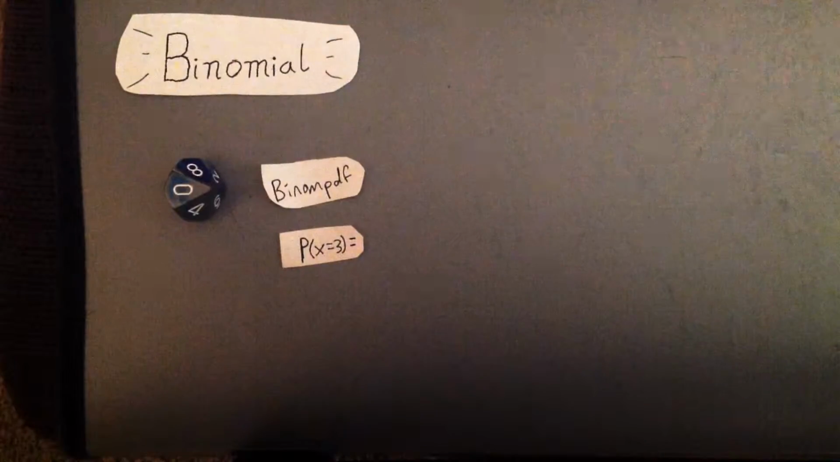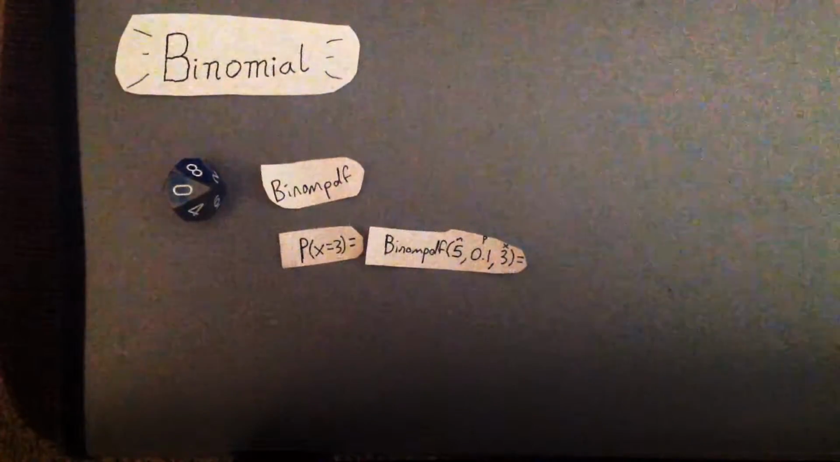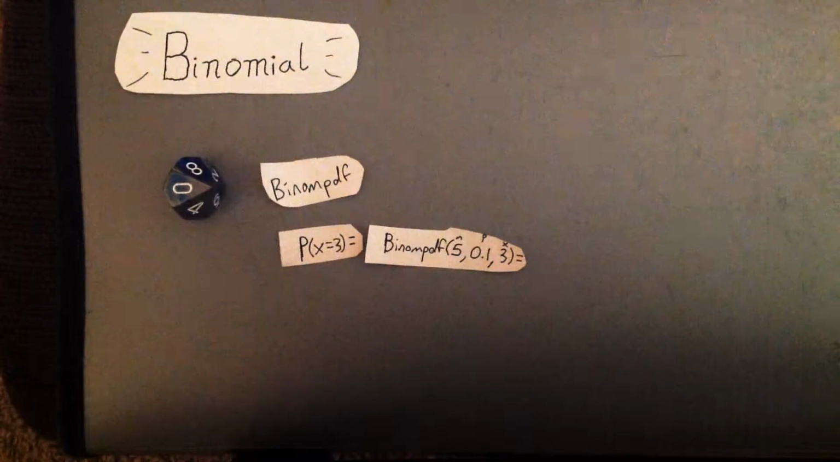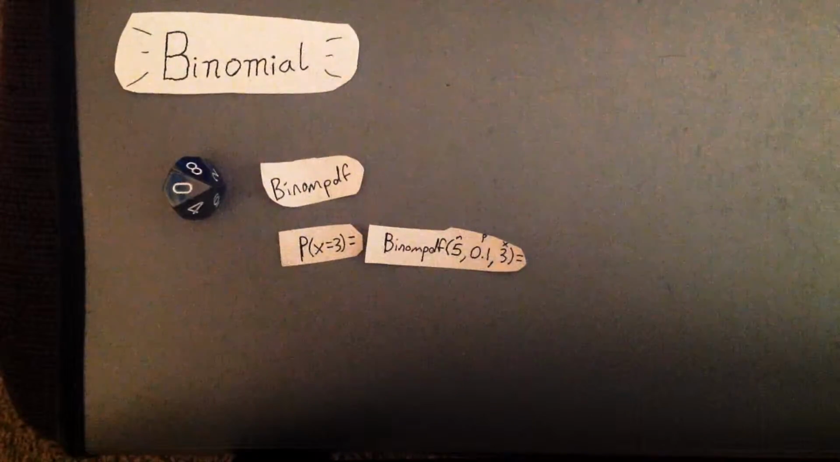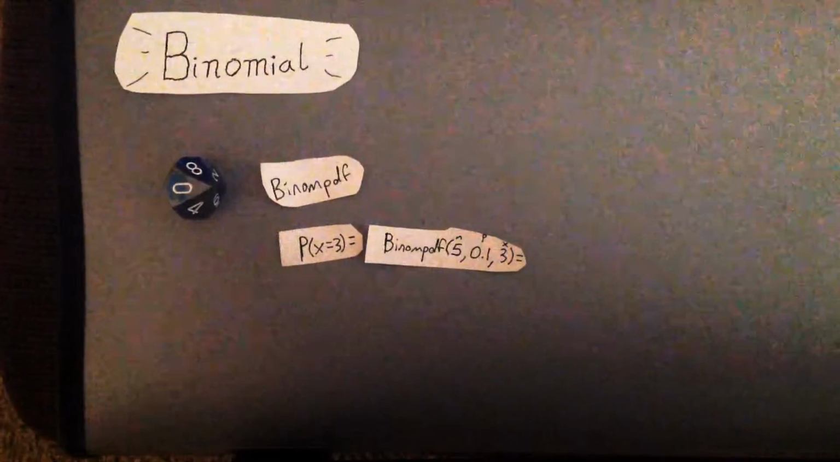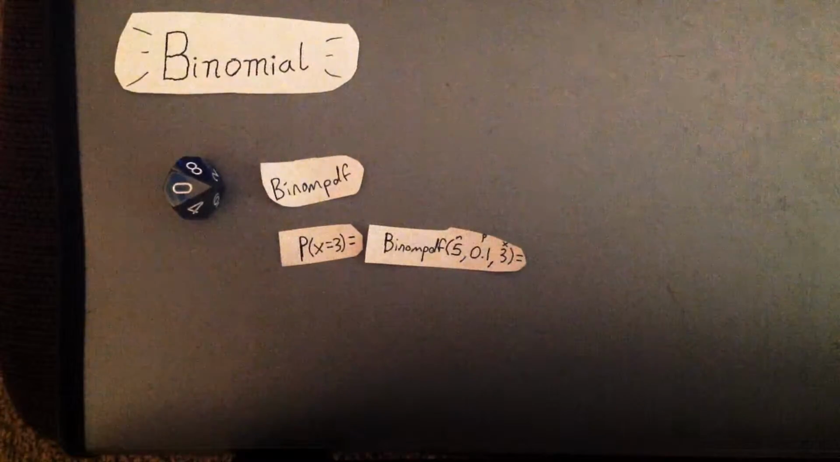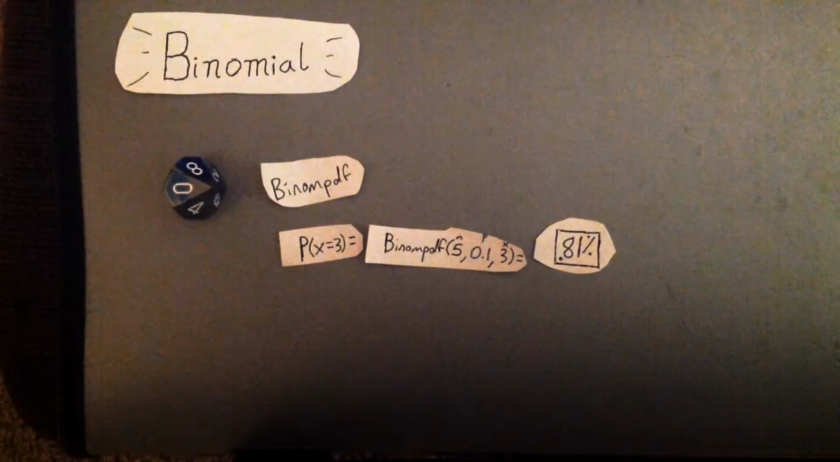So Binom PDF. When you go into your calculator, 2nd Distribution, you'll find Binom PDF. You click on that, and then you can find out the probability of getting 3 successes out of 5 trials. So what this looks like is Binom PDF 5, 0.1, 3. So 5, the first number, is always the number of trials, which is n. 0.1, the second number, as we've gone over, is the probability of success. And the third number, x, or 3, is how many successes exactly we are looking for. Your calculator will calculate this out to 0.81%, just like we calculated by hand.